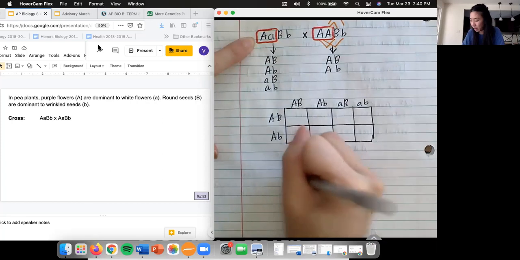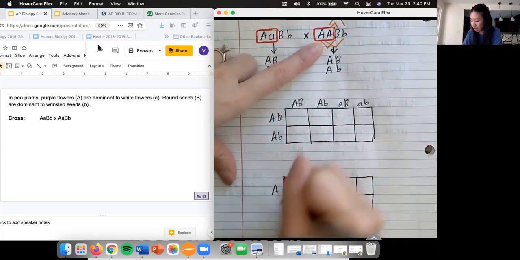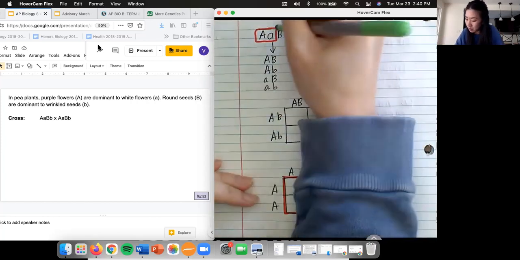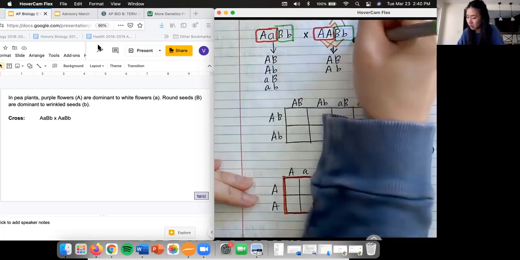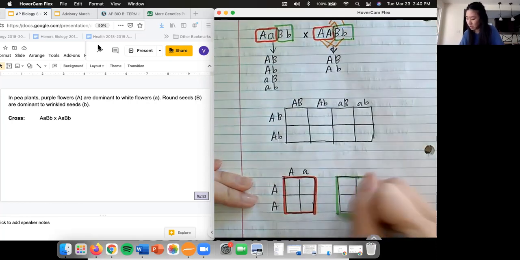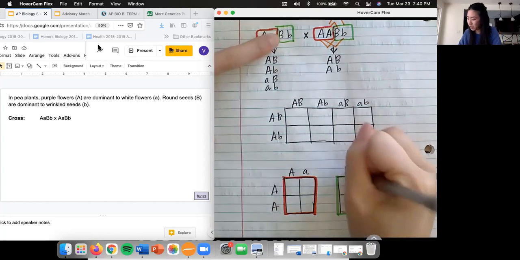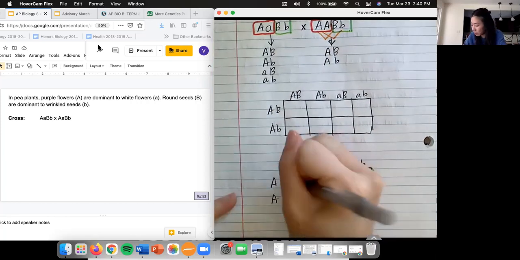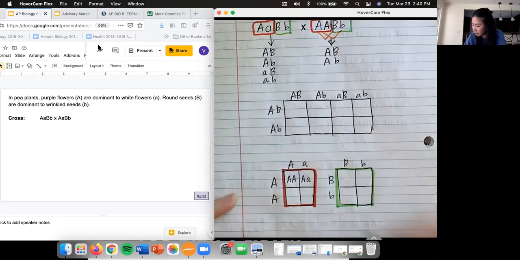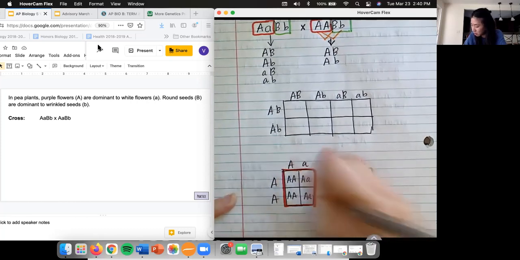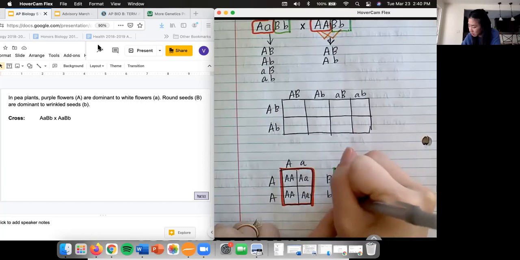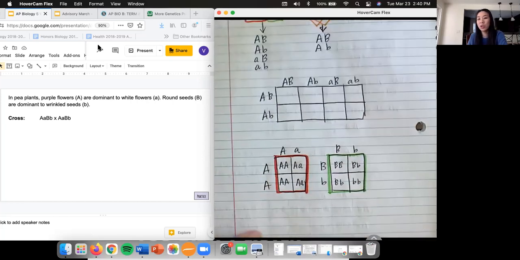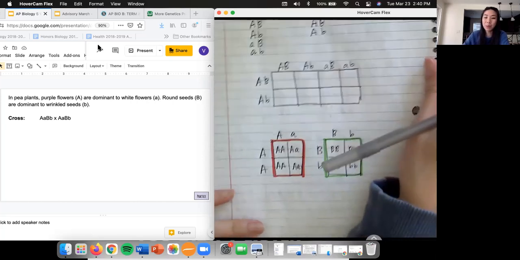So in this case, the first parent is big A, little a. The second parent is big A, big A. And then I could cross the B's. This would be my green box. The first parent is big B, little b. The second parent is big B, little b. You do your individual Punnett squares, big A, big A, big A, little a. Then you could figure out how many of each type based off this thing called a multiplication rule.